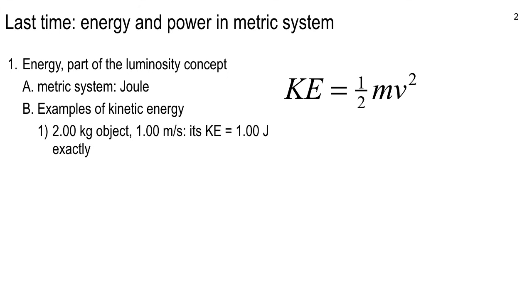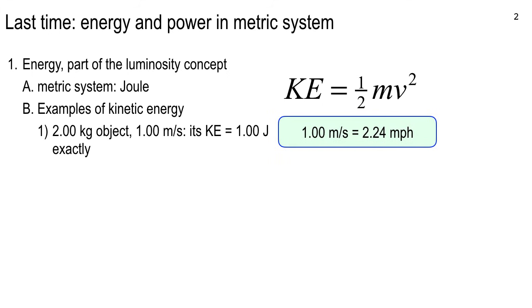So one example, I said, take a 2 kilogram object and move it at 1 meter per second, and its kinetic energy, 1/2 mv squared, you calculate it out, it's exactly 1 joule. And just so you know, 1 meter per second, that's about 2.24 miles per hour. So you can jot that down if you like. So in other words, that's a normal everyday speed.